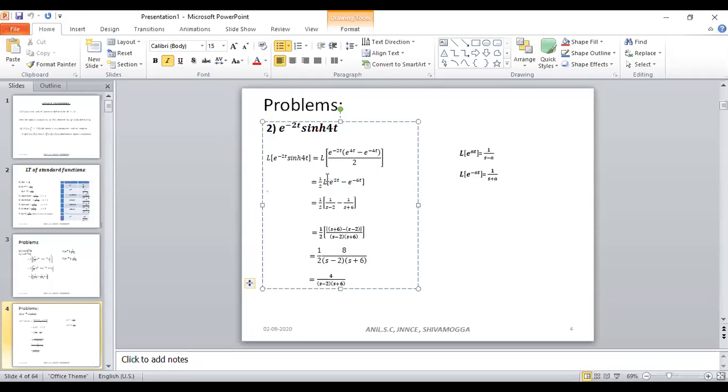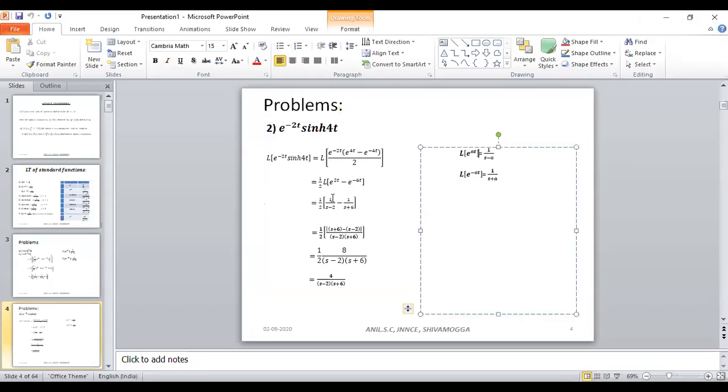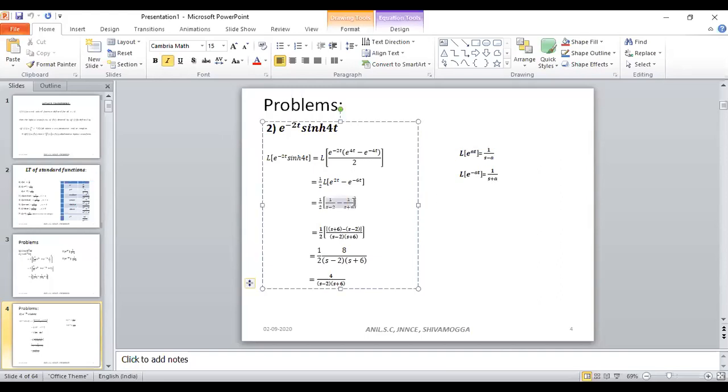Now use the linearity property. Keep this 1 by 2 as it is. Laplace transform of e power at is 1 over s minus a. Therefore, here it is 1 over s minus 2 because a is 2. Minus Laplace transform of e power minus 6t. Laplace transform of e power minus at is 1 over s plus a. Therefore, here it is 1 over s plus 6.